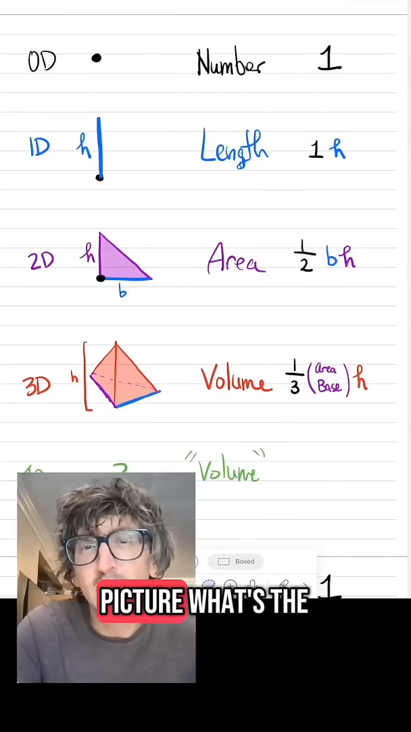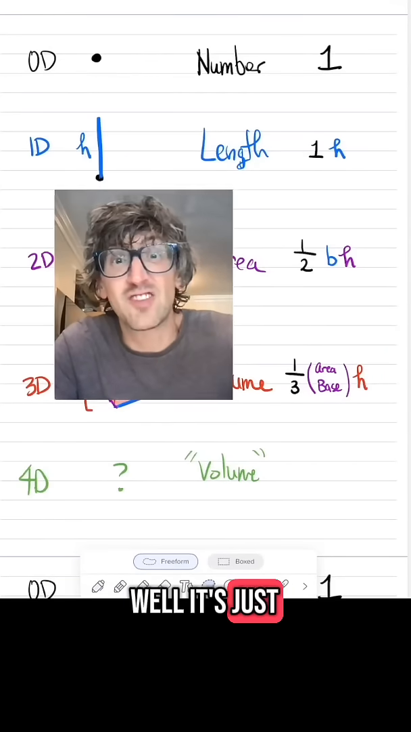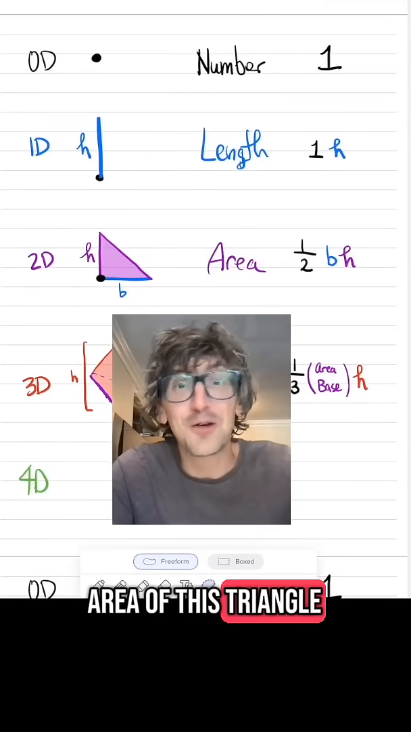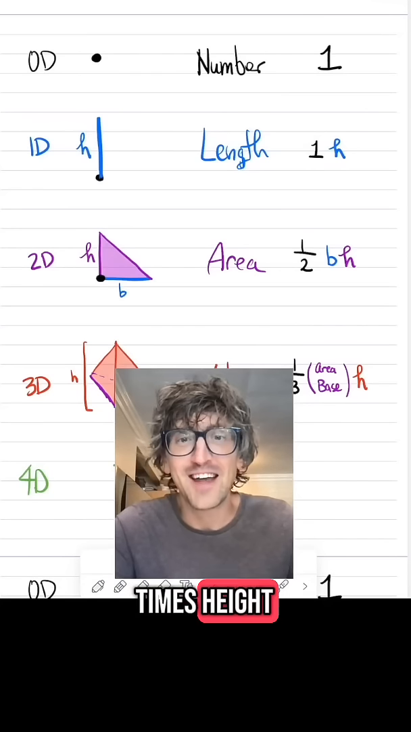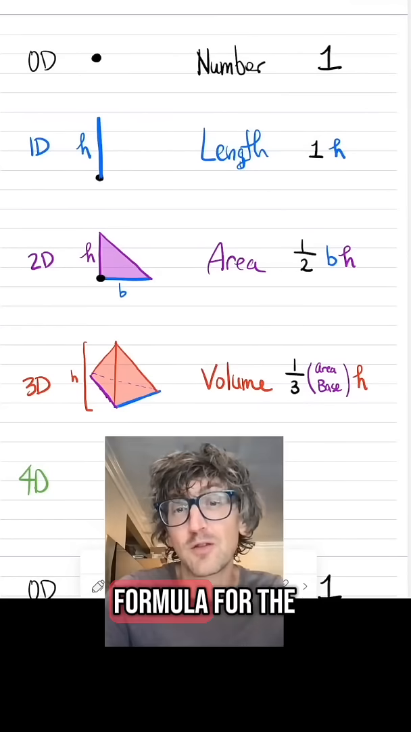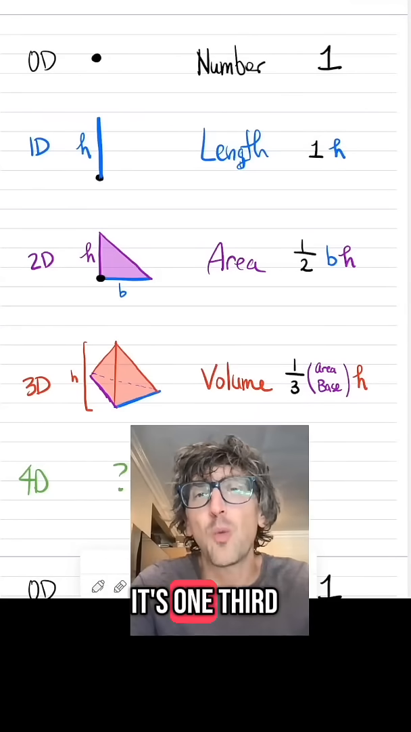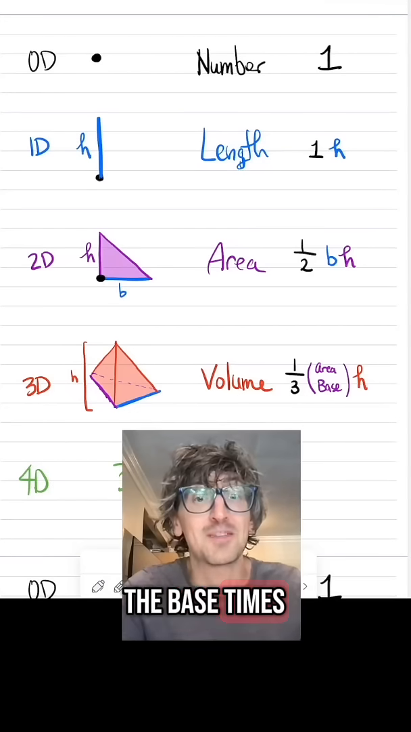So in this picture, what's the length of that line segment? Well, it's just h. And what's the area of this triangle? Well, we all remember 1/2 base times height. And maybe you even remember the formula for the volume of a pyramid. It's 1/3 the area of the base times the height.